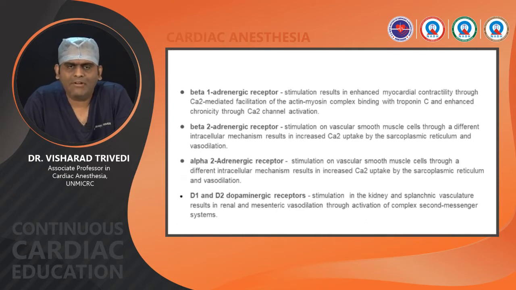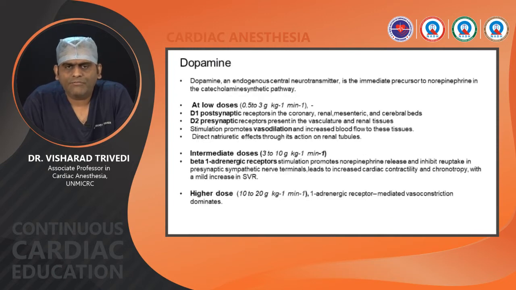Dopaminergic receptors, however, are present mainly in the kidney and splanchnic vasculature, and the stimulation of dopamine receptors causes vasodilatation in the particular tissue and causes an increase in the blood flow to that tissue, in kidneys or in splanchnic circulations. So the first inotrope we are going to discuss is dopamine.